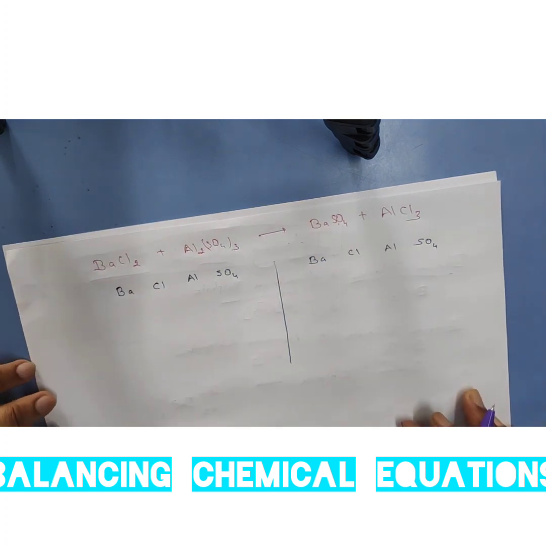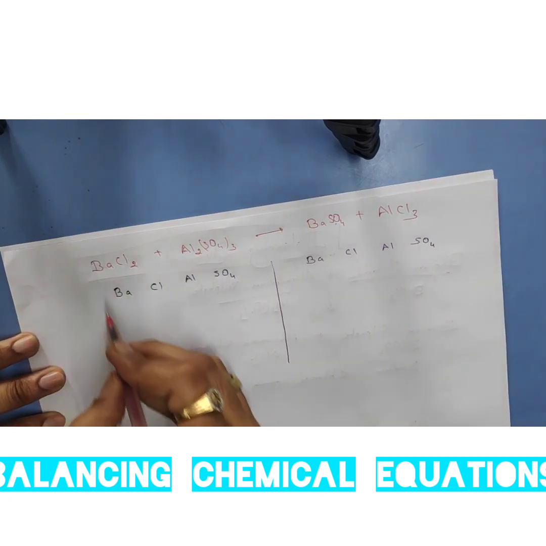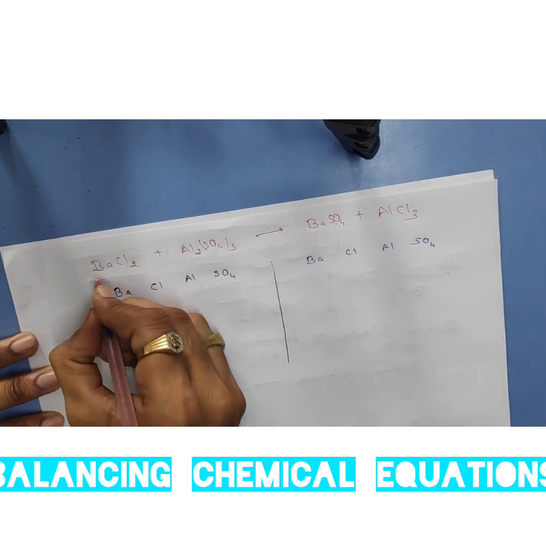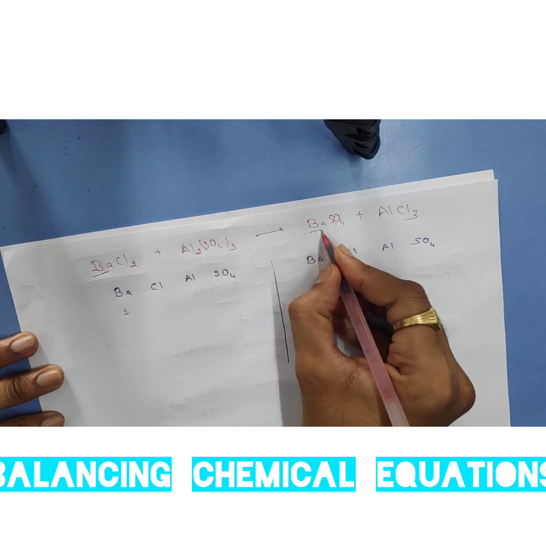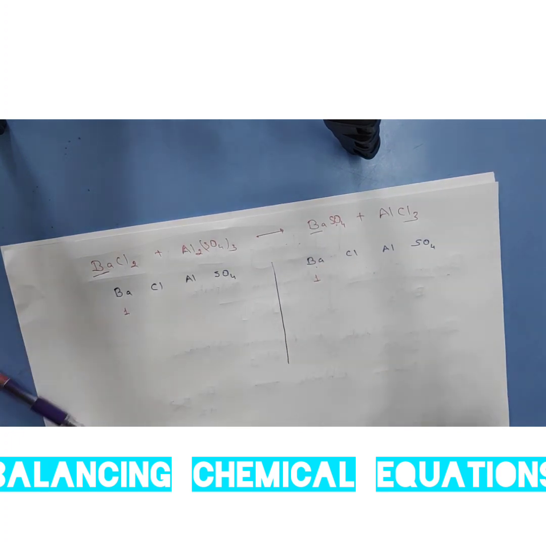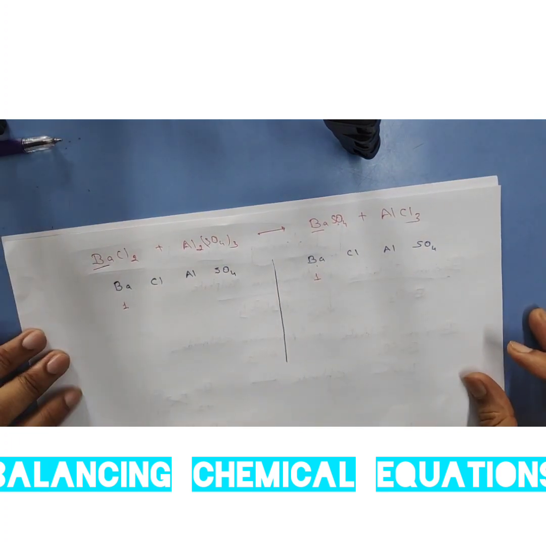Now, this is what a technique. Let us see how many atoms we have on the left hand side. How many atoms of barium on the left hand side? 1. So, guys, it is 1. Barium on the right hand side, 1, so 1. It is equal. Is it right? Both sides are equal.